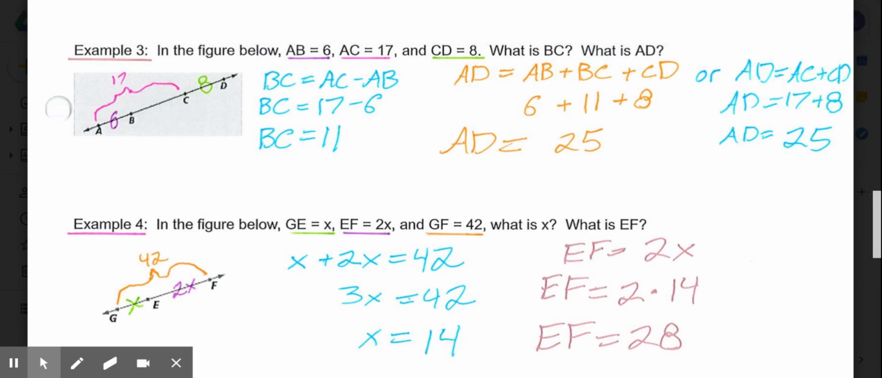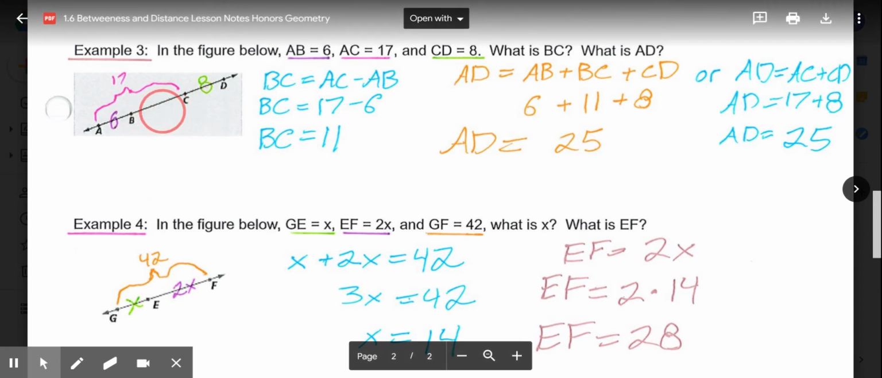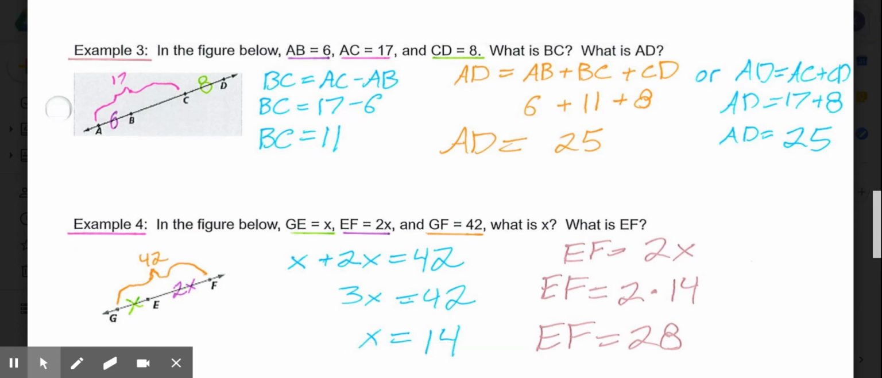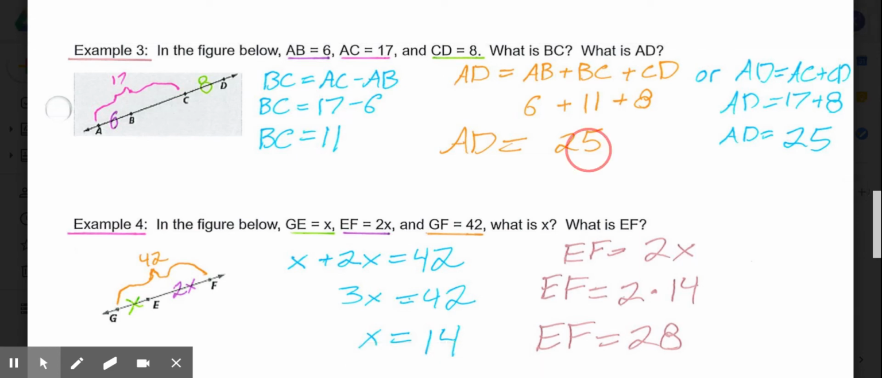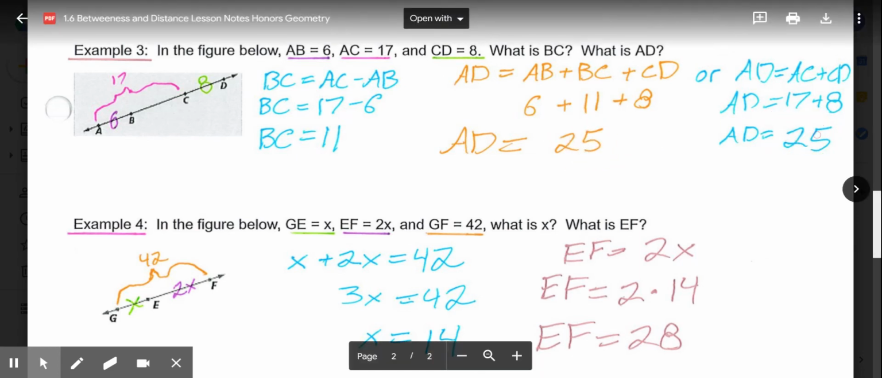So the first thing I noticed to get BC is BC would be AC minus AB. So 17 minus 6 gave me BC of 11. Then AD, we could figure out 2 different ways. AD is the 3 parts, AB plus BC plus CD, or the 2 parts, AC plus CD. Either way we do that, we end up with the distance for AD being 25.